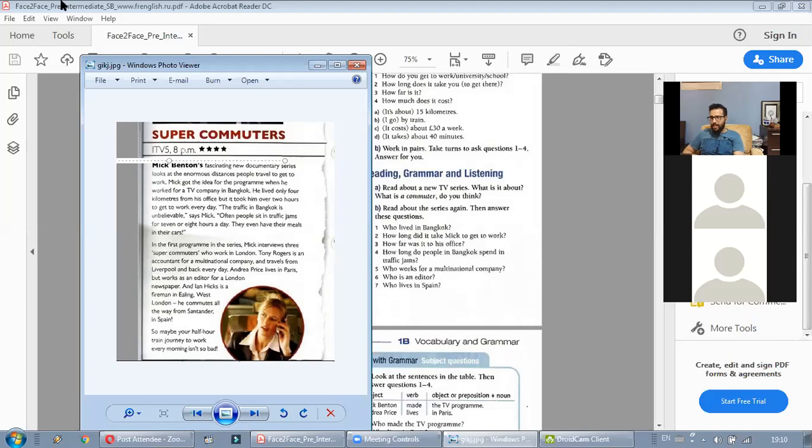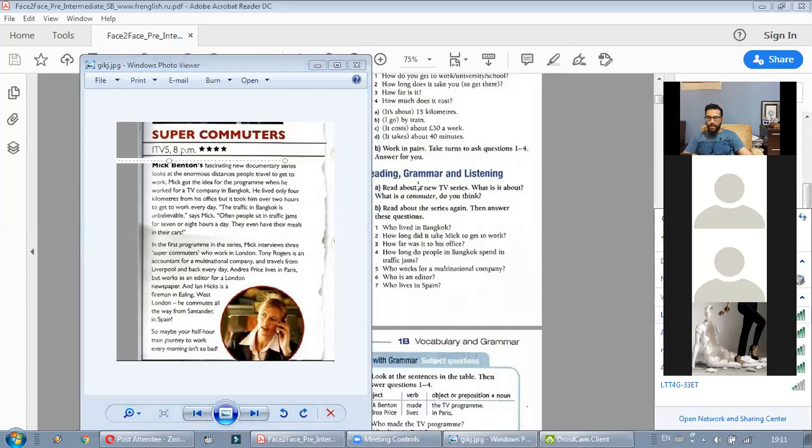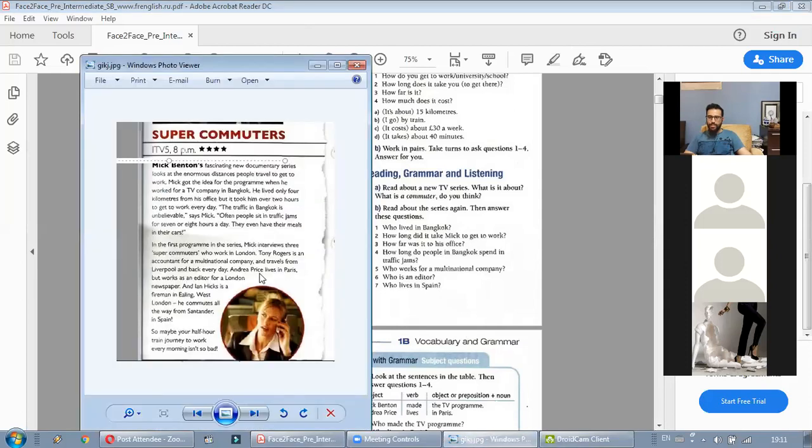It says here, who works for a multinational company? Tony Rogers. Okay, that's correct. So Tony Rogers, he's the one who works for a multinational company. And what about the editor in the story? Who's the editor in the story? Andrea Price. Are you sure? Yes, Andrea Price, she's the one who works as an editor.